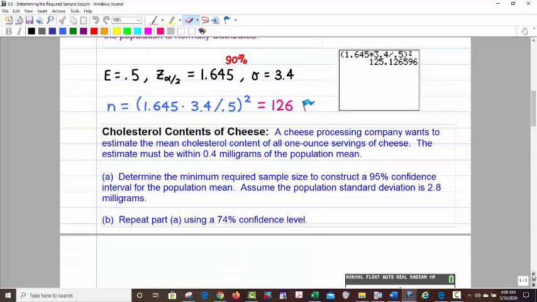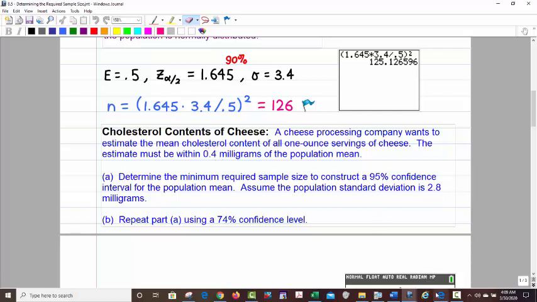Now here's one coming up. This will give us a refresher of how to come up with the critical value for a confidence level that's not on that chart. But part A is, okay, cheese. So the estimate must be within 0.4 milligrams of the cholesterol content of the cheese. We want to know what sample size to construct a 95% confidence interval that will give us that margin of error with this population standard deviation of 2.8. All right, so we know two of the three numbers there. So 2.8, we know 0.4.